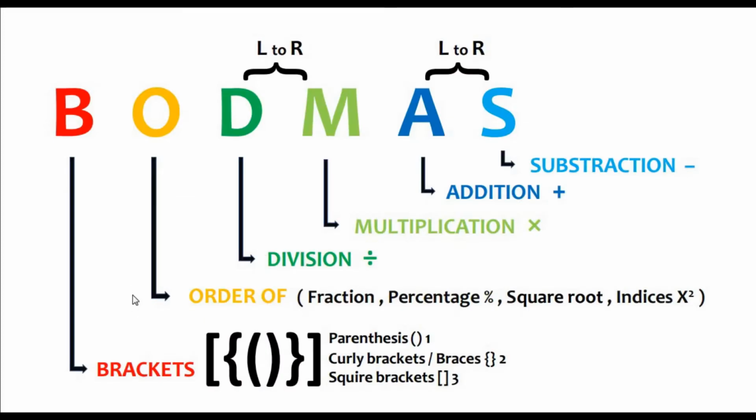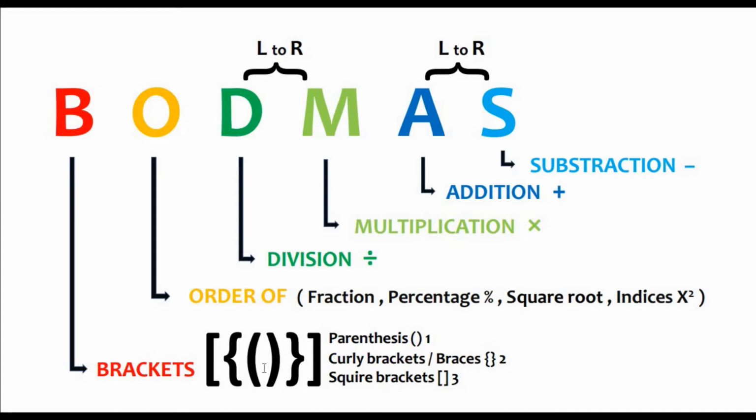Let's understand the BODMAS rule in detail. As you can see, BODMAS: B stands for brackets, O stands for order of, D stands for division, M stands for multiplication, A stands for addition, and S stands for subtraction. When it comes to brackets, there are three types. Number one is parentheses, number two is curly brackets, number three is square brackets. Even among these brackets, priority goes to the parentheses first, second priority goes to the curly brackets, and third priority goes to the square brackets. So you need to follow the order even among these brackets.